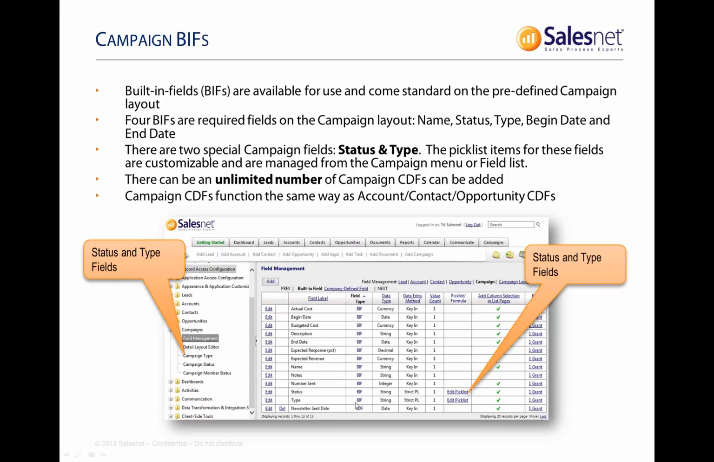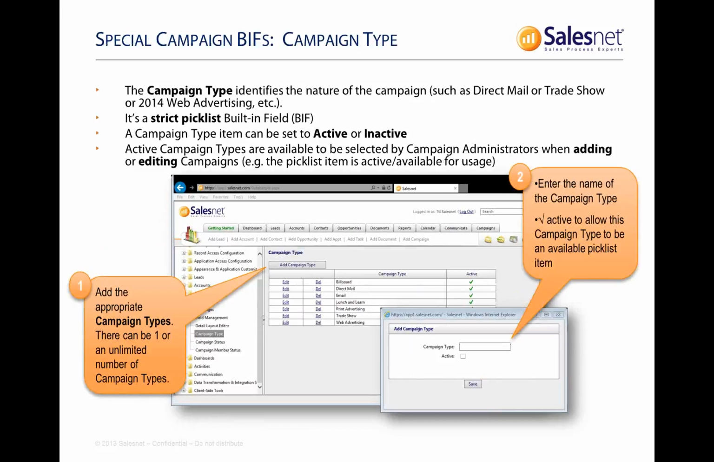What you'll see here in field management is that you can edit. They're basically pick lists, but there is some logic tied to the values in this pick list. So for status and type, you can edit the pick list values straight from field management, or you can select campaign type and campaign status from the setup menu on the left. It's the exact same thing. It's two different ways to get to the same place.